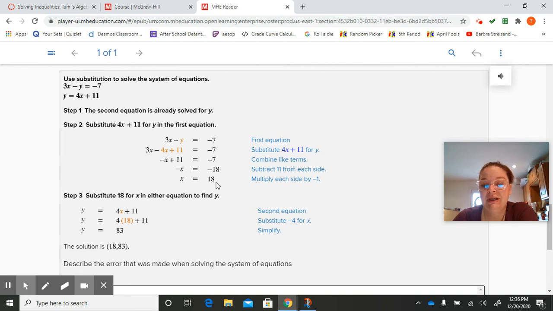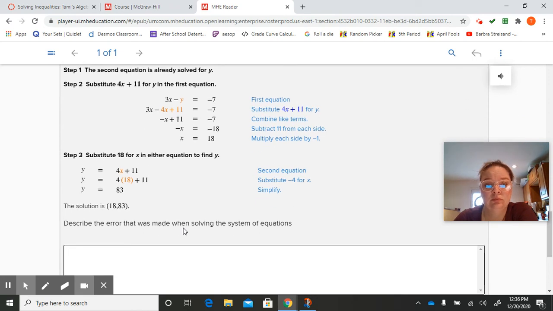And then when you do that, you get your answer of 18 instead of -4. When you plug that in, you get 83. So you get a point that is nowhere near where the intersection of those two lines actually meet up. So parentheses are huge when you're doing substitution.